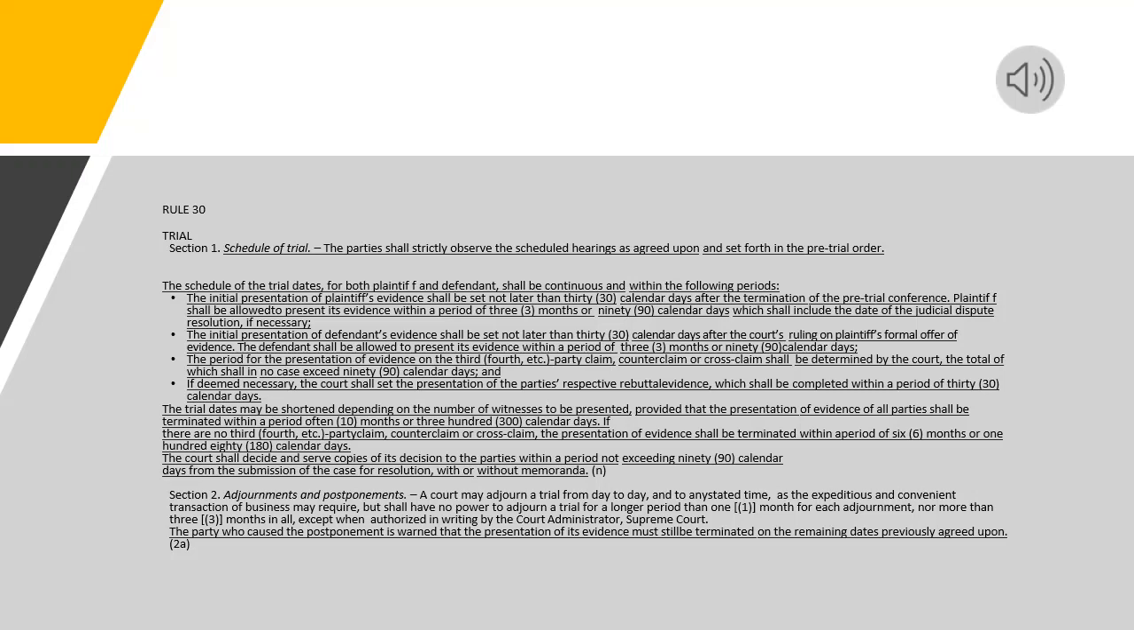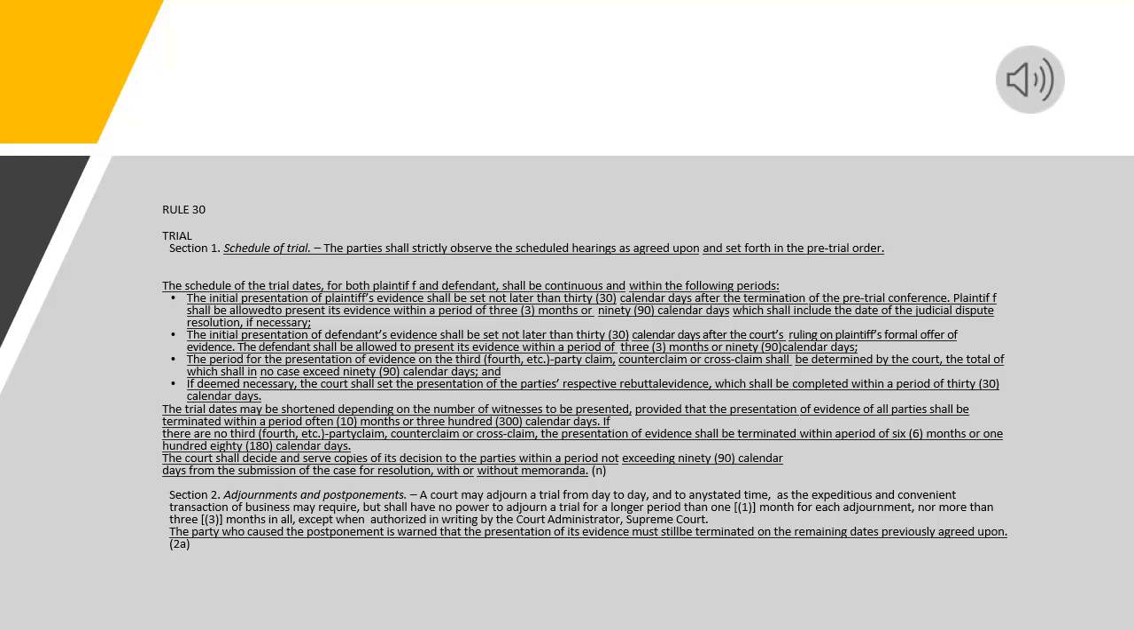the pre-trial conference. Plaintiff shall be allowed to present its evidence within a period of 3 months or 90 calendar days, which shall include the date of the judicial dispute resolution, if necessary. The initial presentation of defendant's evidence shall be set not later than 30 calendar days after the court's ruling on plaintiff's formal offer of evidence. The defendant shall be allowed to present its evidence within a period of 3 months or 90 calendar days.